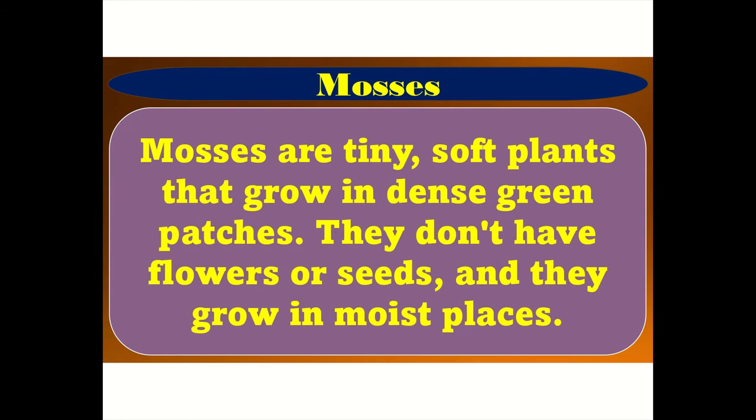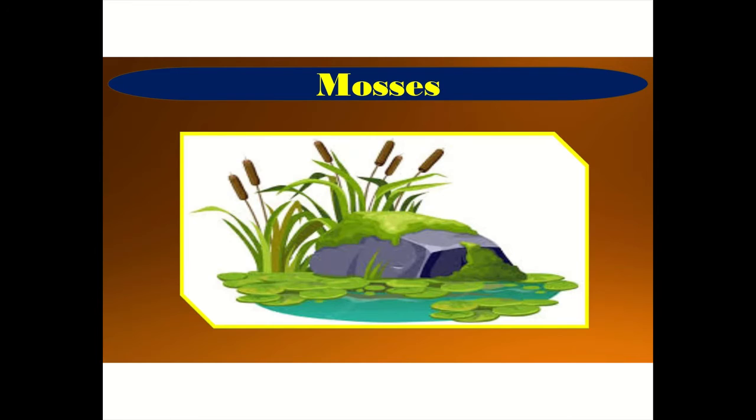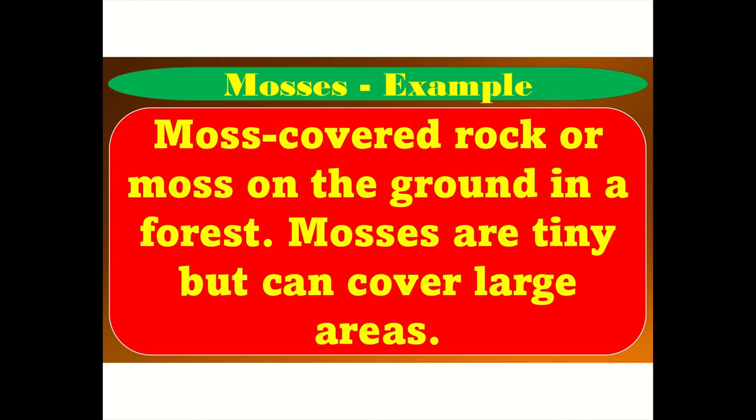Mosses. Mosses are tiny, soft plants that grow in dense green patches. They don't have flowers or seeds, and they grow in moist places. Example, a moss-covered rock or moss on the ground in a forest. Mosses are tiny but can cover large areas.